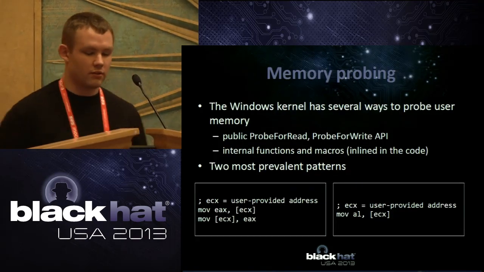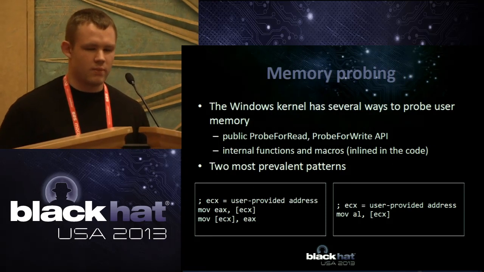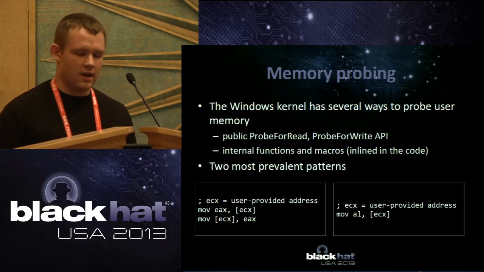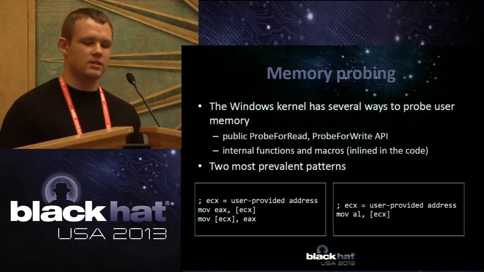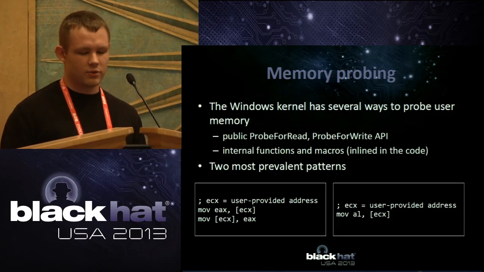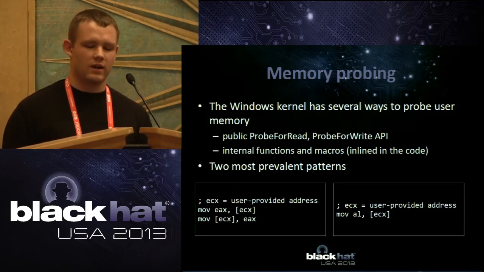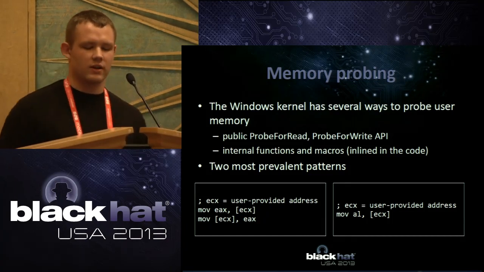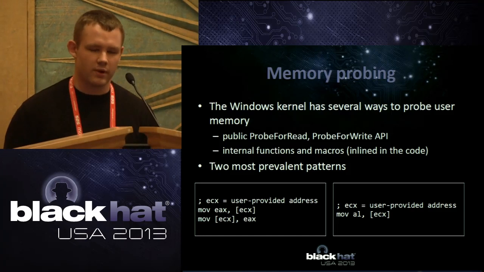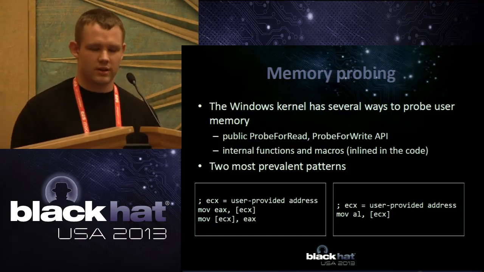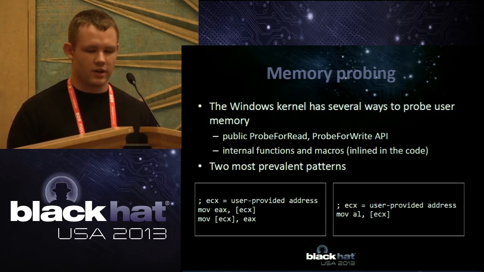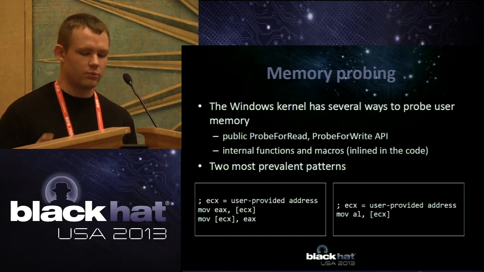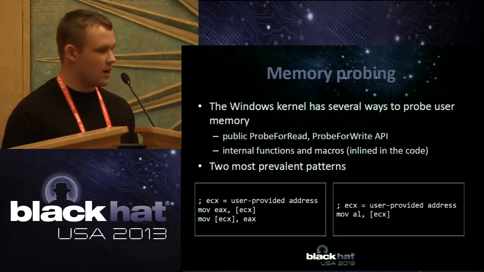And the most prominent type of false positive that we had to deal with was memory probing, because you probably know that one of the Windows kernel design decisions is that before using a user provided pointer, you actually have to probe it to find out whether this is a valid pointer and points to mapped memory. So you have several public functions to do that, such as ProbeForRead and ProbeForWrite, but it turns out that the kernel itself also has several internal functions for that and internal macros. So the two most prevalent patterns that were responsible just for doing the probing are the two listed here.